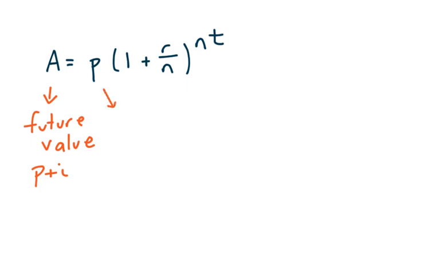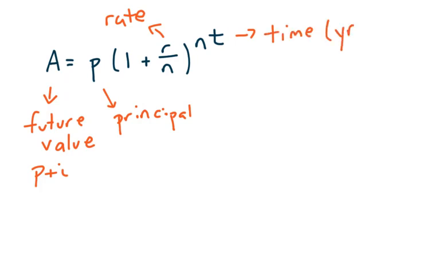Kind of lets you know for sure that that P then is going to represent principal, just like it did in the formula for simple interest. R is going to be the interest rate. Make sure that you convert that to a decimal before you plug it into the formula. T is still going to represent time, and time is always going to be expressed in terms of years.